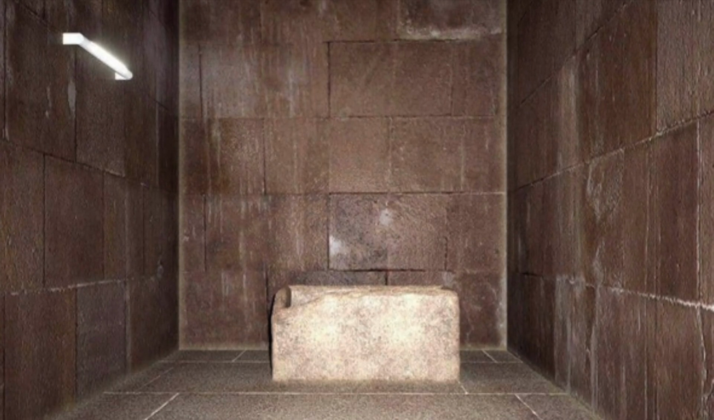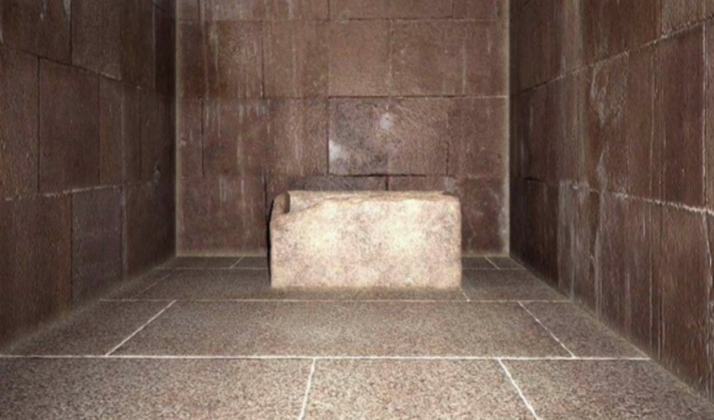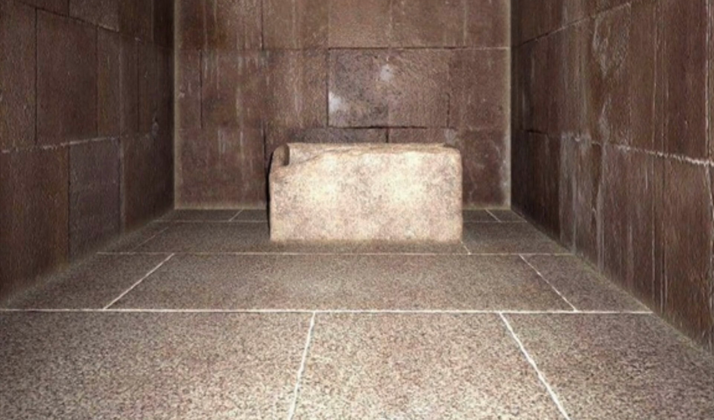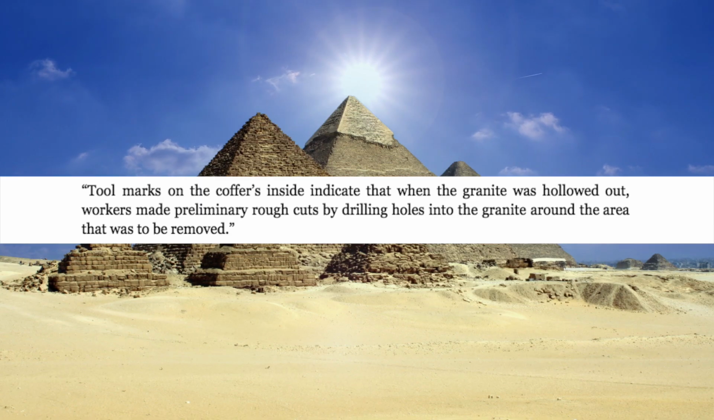Moreover, there is further evidence inside the same granite coffer, says Dunn, going back to the King's Chamber here. Dunn compares the potential method used to core out the granite here against modern procedures that do the same thing. Dunn writes, "Tool marks on the coffer's inside indicate that when the granite was hollowed out, workers made preliminary rough cuts by drilling holes into the granite around the area that was to be removed."